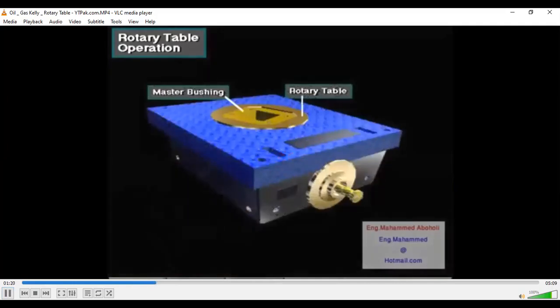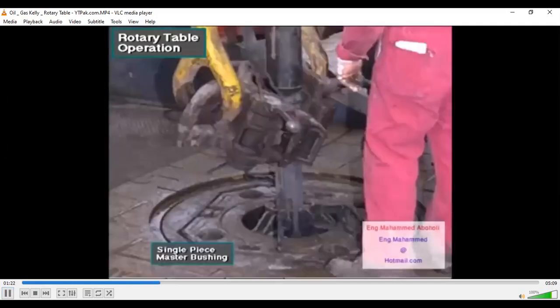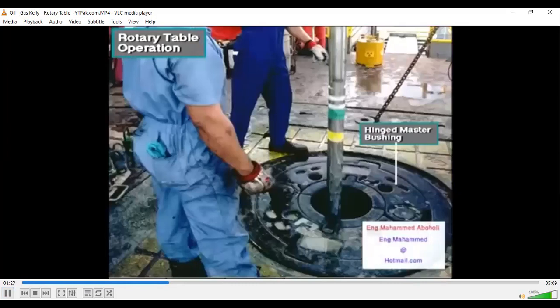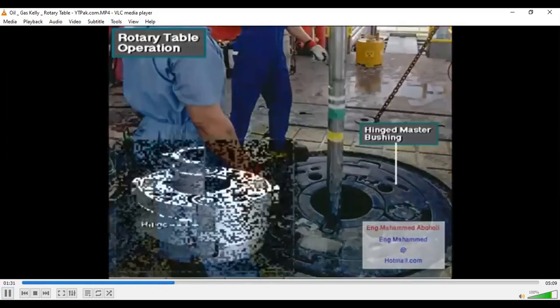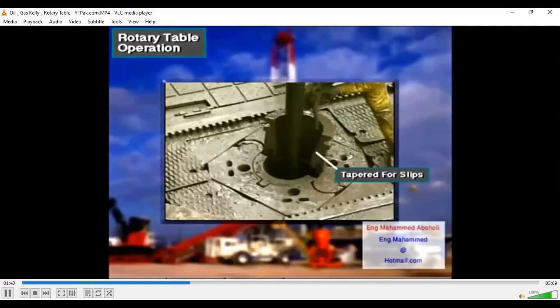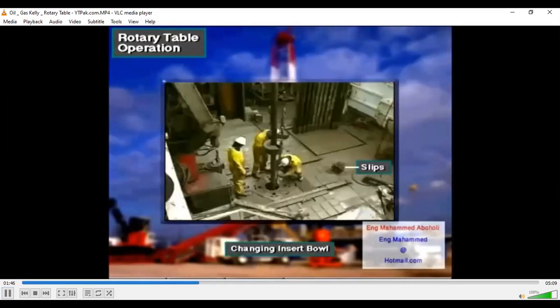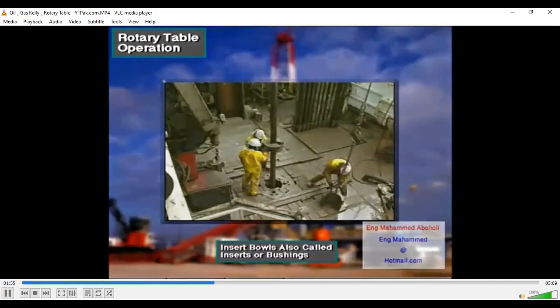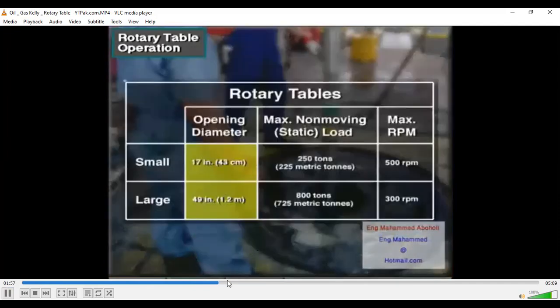The master bushing goes inside an opening in the rotary table. Small master bushings are usually a solid single piece, as shown here. Large master bushings are either split or hinged. Crew members install a two-piece or split insert bowl in a receptacle in the center of the master bushing. The insert bowl is tapered inside and supports the back of the slips. They come in various sizes. The crew changes out the insert bowls to match the type of slips in use. Insert bowls are also called inserts or bushings. Rotary tables have openings for suspending the drill string in this manner.